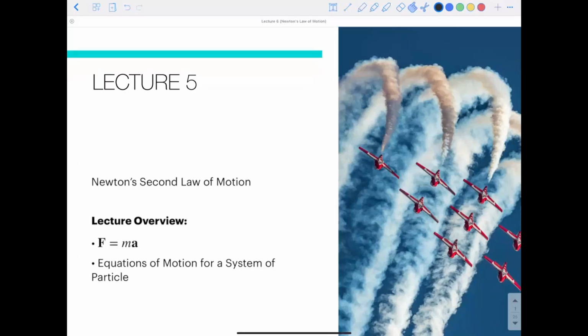And typically for these systems, we have an object, there's forces acting on that object that's going to cause an acceleration if those forces aren't balanced. And then once we know our acceleration, we can use our equations of motion from before to solve for our velocity, position, etc. So today we're going to cover Newton's second law, which is F equals ma, and equations of motions for a system of particles.